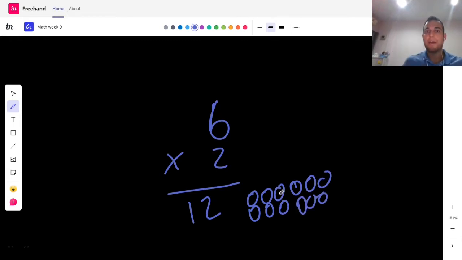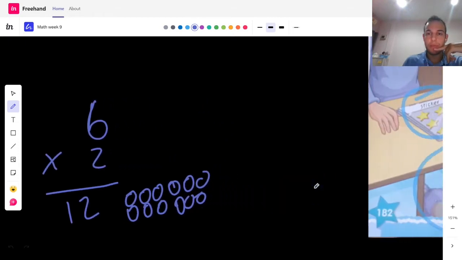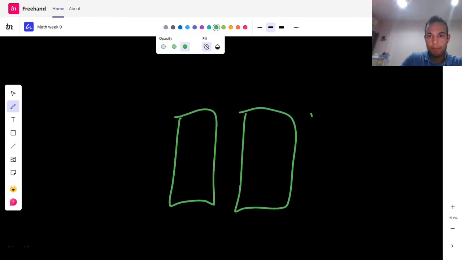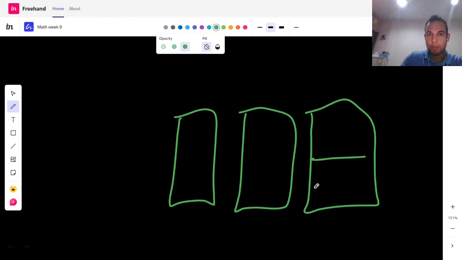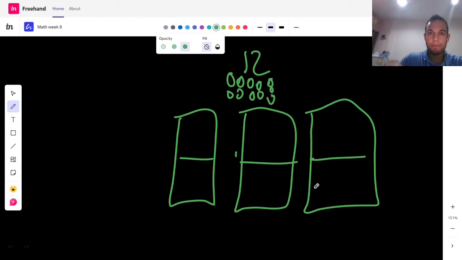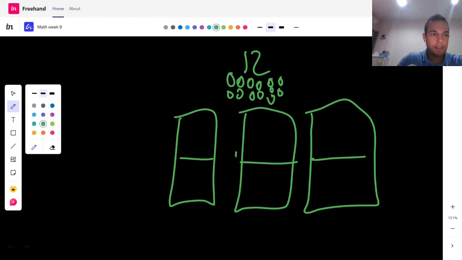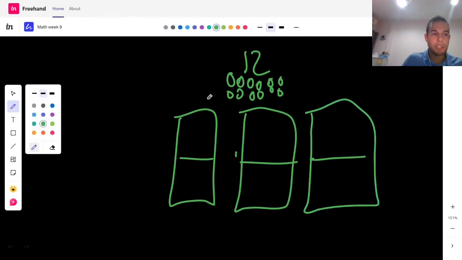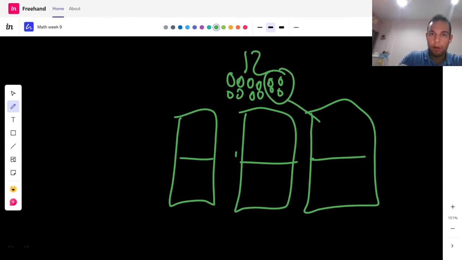But if we have how many tables? Let's say we have 1, 2, 3 tennis ball tables. And we have 12 balls. How many balls can we give each table? Well, we can see I made 1 extra ball by mistake. We can see by the picture that we can give each table 4 balls.